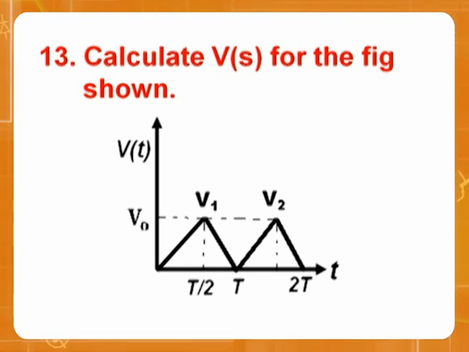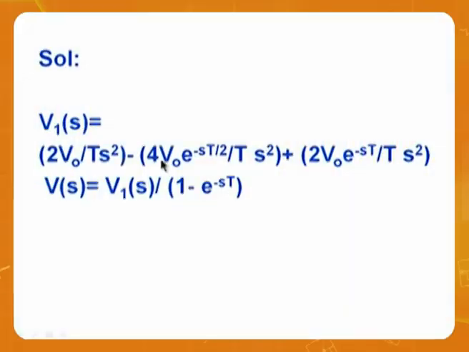Now what is the 13th one? The 13th one is nothing but repetition of the previous. Whatever you got in the previous problem, please put that divided by 1 minus e power ts. So as you observe, all that I am writing is V1 of s by 1 minus e power st. Every time, whatever you get, divided by 1 minus e power st.